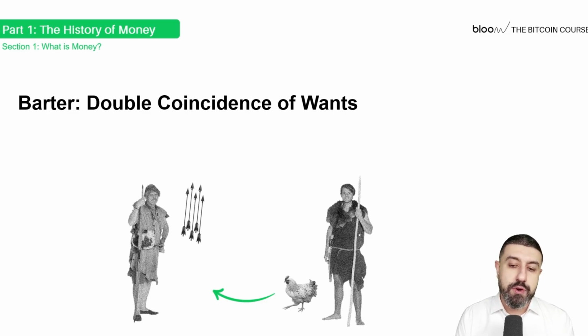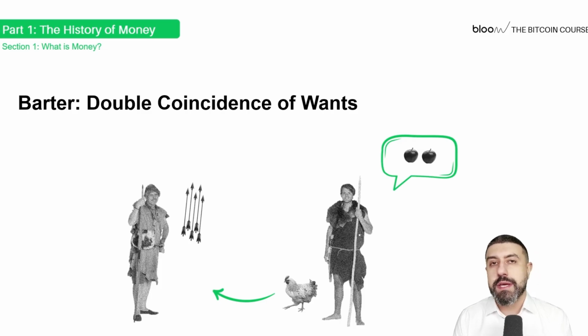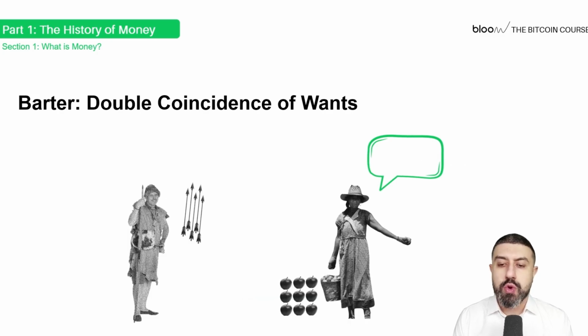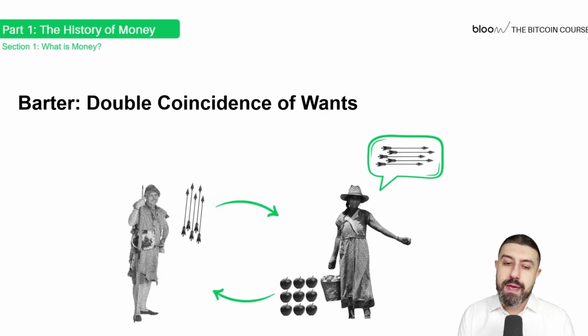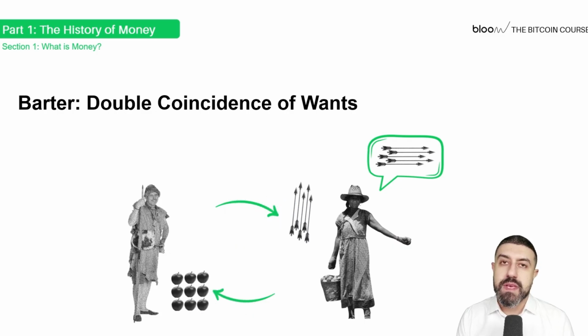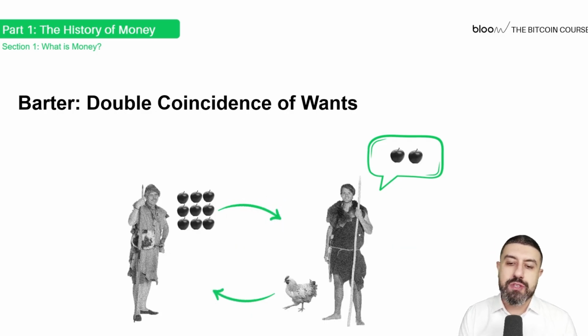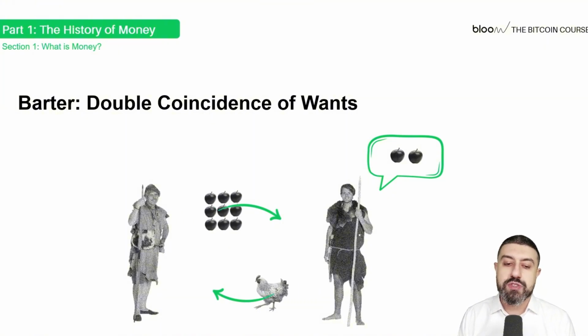So what happens if this person doesn't want your arrows? Well, you gotta figure out what he wants. Okay, he wants some apples. You gotta find somebody who has apples. So here you can't transact. You go around and you find this person. Now, this person who has apples doesn't want your arrows. So then you gotta keep looking until you find the person who has apples, who wants your arrows, and then you can transact with that person. And once you're done transacting, you go back to the guy who has the chicken, tell him, hey, I have the apple. You hope he didn't sell his chicken already and he still wants apples. And if he does, then you guys can transact.